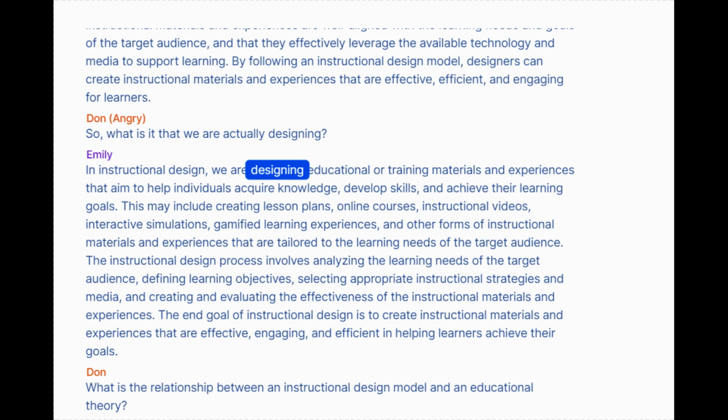In instructional design, we are designing educational or training materials and experiences that aim to help individuals acquire knowledge, develop skills, and achieve their learning goals. This may include creating lesson plans, online courses, instructional videos, interactive simulations, gamified learning experiences, and other forms of instructional materials and experiences that are tailored to the learning needs of the target audience. The instructional design process involves analyzing the learning needs of the target audience, defining learning objectives, selecting appropriate instructional strategies and media, and creating and evaluating the effectiveness of the instructional materials and experiences. The end goal of instructional design is to create instructional materials and experiences that are effective, engaging, and efficient in helping learners achieve their goals.